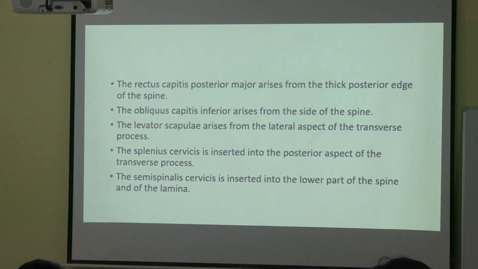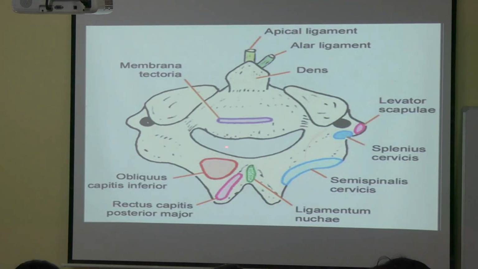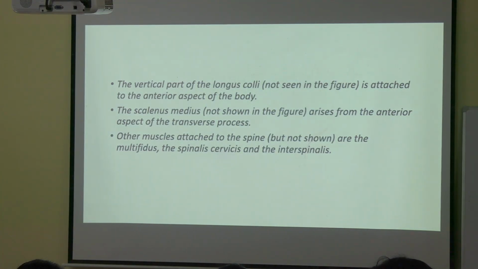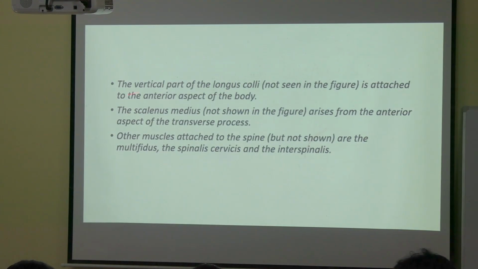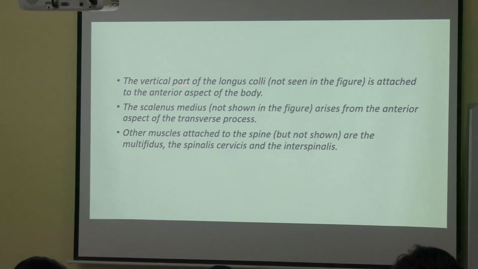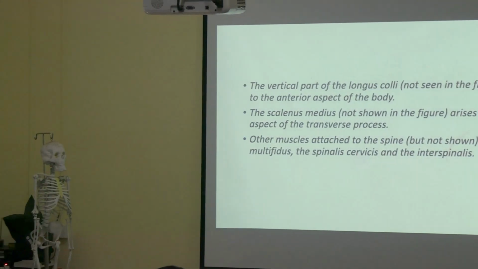The rectus capitis posterior major arises from the thick posterior edge of the spine. Everything has been shown in this picture. These are the major attachments. You have to know all these things and be able to show the attachments. There are some other muscles not shown in the picture; just write them down. The vertical part of the longus colli is attached to the anterior aspect of the body.